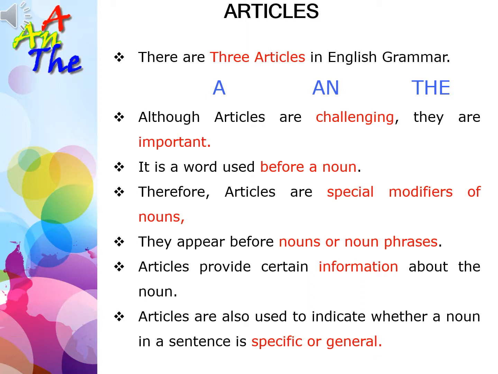So nouns play an important part with your decision to use the correct articles. Therefore, articles are special modifiers of nouns. They appear before nouns or noun phrases. An article provides certain information about the noun. Articles are also used to indicate whether a noun in a sentence is specific or general.